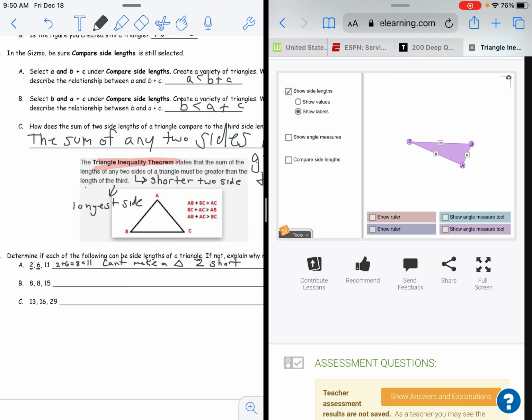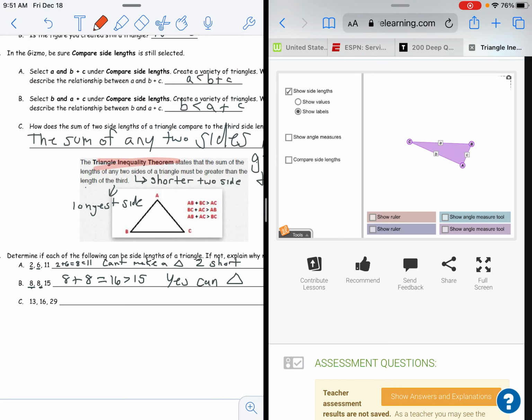Now, in this case right here, you have 8 and 8. Those are the two smaller sides. 8 plus 8 equals 16, which is greater than 15. So yes, you can make a triangle. That was very short-handed writing. But yes, you can make a triangle with side lengths 8, 8, and 15. That would be some kind of isosceles triangle.